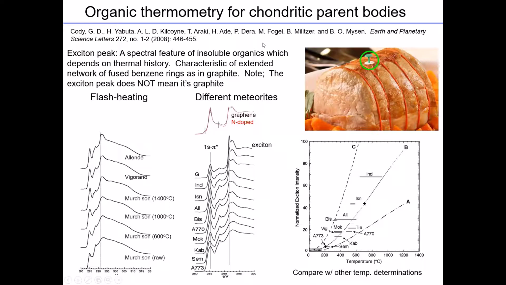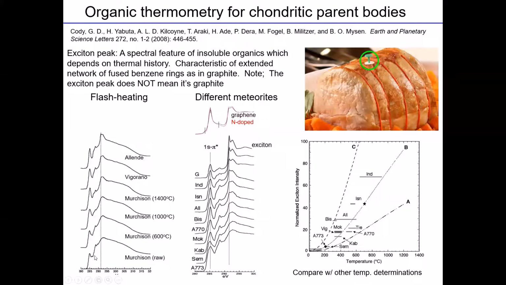So one thing to ask is about the thermal history. So just like you have a doneness indicator on this roast, is there such a thing as a doneness indicator or a thermal history indicator for meteorites? And this study shows that there is, or at least in a crude sense.